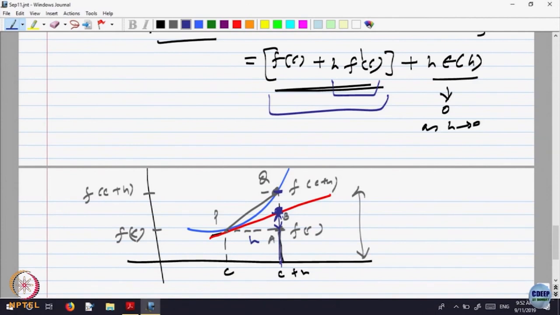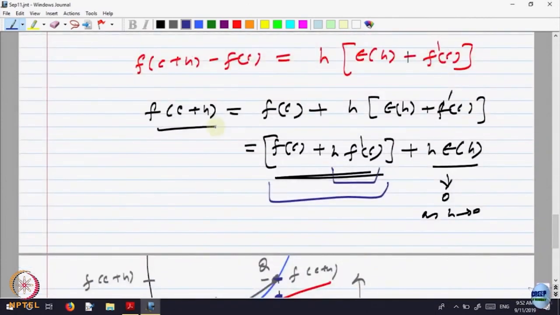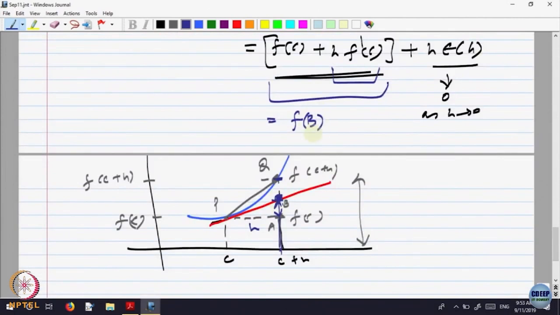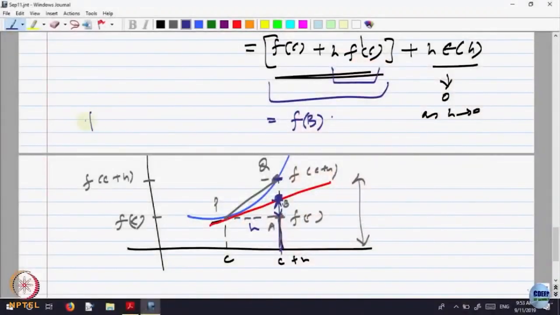What you are saying is, instead of taking the value of the function at the point C plus H, you are taking the value of this. I can write this as F at this point B, if you like. Where is the point B? B is on the tangent line. So, instead of the value F of C plus H, you look at the value on the tangent line. That is a good enough approximation, plus some error which goes to 0 as H goes to 0. This is the reason it is called the tangent line approximation. This is actually the equation of the tangent line, if you let the point H vary.